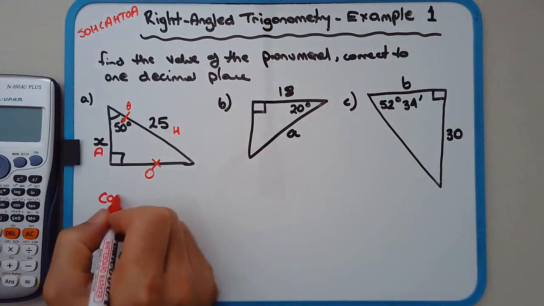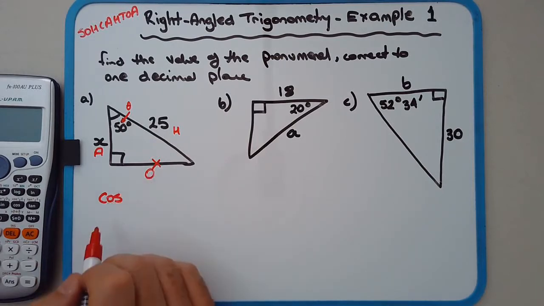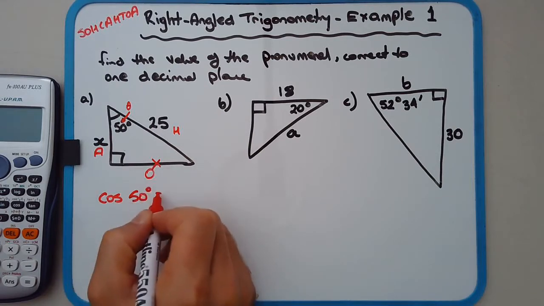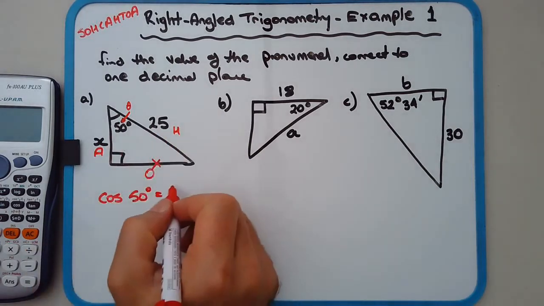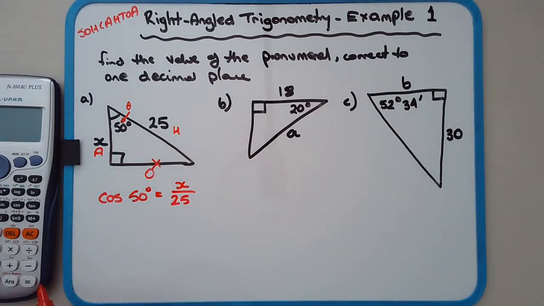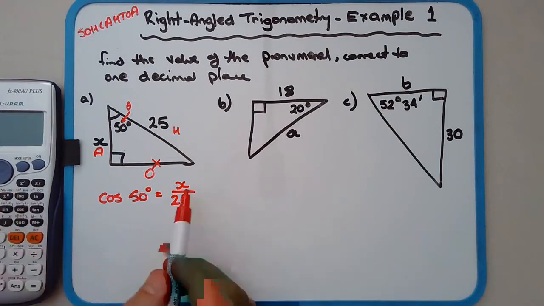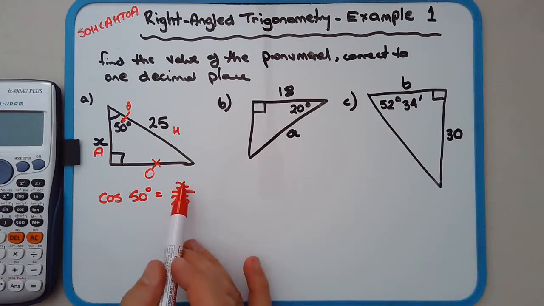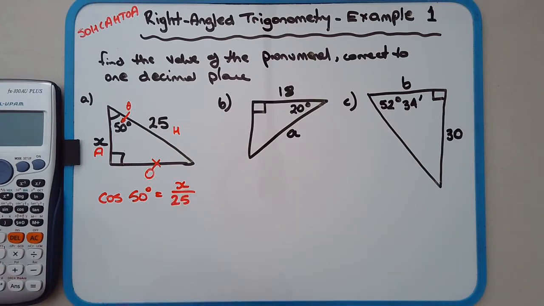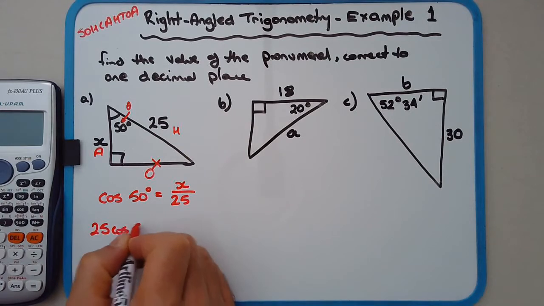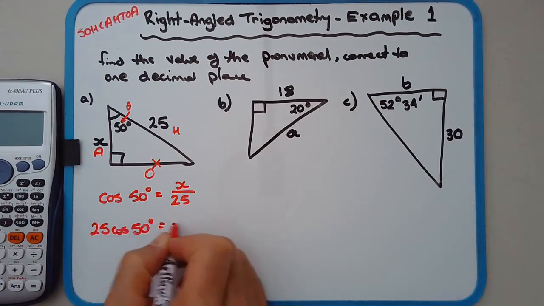So the first thing we do is write down the ratio. Cos of 50 degrees is equal to adjacent over hypotenuse, so it's going to be x over 25. Now we solve it as a regular equation. We want x to be the subject of the formula. X over 25 means x divided by 25, so we move the 25 over to the left-hand side and turn it into a multiplication. So 25 cos of 50 degrees is equal to x.